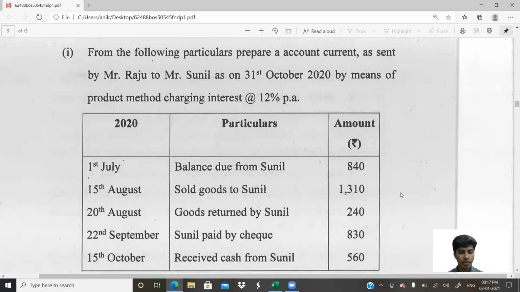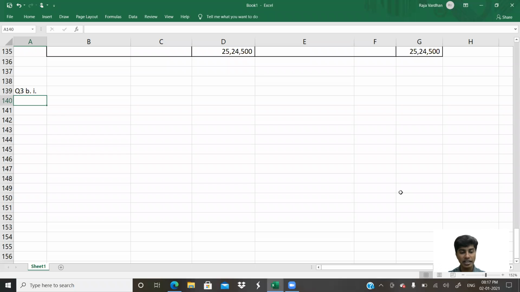Let us see this. From the following particulars, prepare account current as sent by Mr. Raju to Mr. Sunil. So who's sending it? Raju. Who's receiving it? Sunil. So what will be the name of our account current? Our name of account current should go like this.